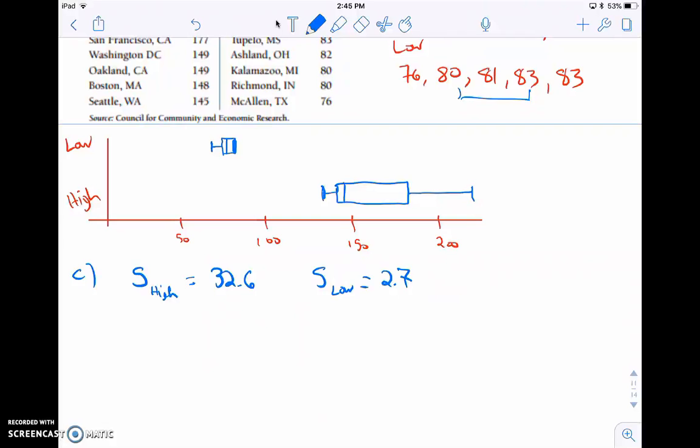And we can see that, again, standard deviation talks about spread, and we can see that the high has a much bigger spread than the low. And so that is noted in the standard deviation numerically and graphically in our box plot.